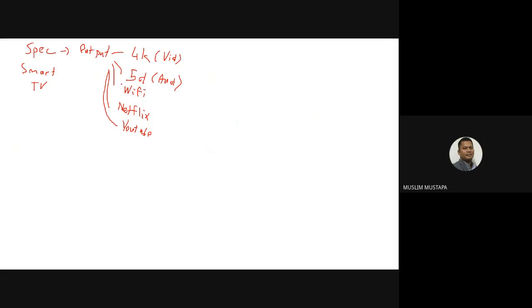And then how are you going to control it? You need to have the remote, whatsoever. So these are all the specs that they want. Based on all these specs, you then have to determine what hardware we need, what software supports all these capabilities, and how we connect all these modules.